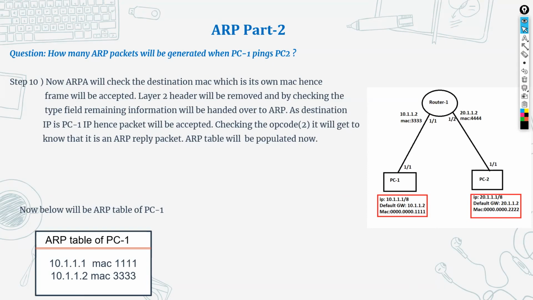Now ARP is going to check the opcode field. In the opcode field, it is mentioned 2, which means that it is an ARP reply packet, right? And in the ARP reply packet, it will find out that, okay, the information that I requested, which is the MAC address against my gateway IP, which is 10.1.1.2, is 3333. So PC1 is going to populate the ARP table with its gateway MAC address, right?